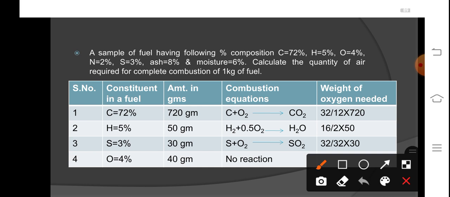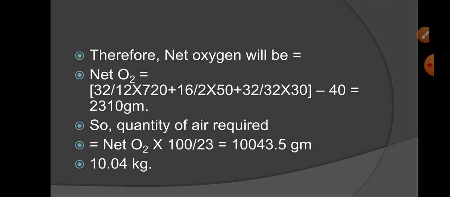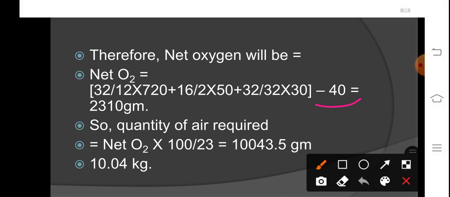So the weight of oxygen needed will be 32 upon 12 into 720 for carbon, 16 into 2 into 40 for hydrogen, 32 by 32 into 30 for sulfur. So this is the total weight of oxygen required for combustion. We will calculate the net weight by subtracting the oxygen which is already present in the fuel. It is 40. So we will get the total amount of oxygen required as 2310.